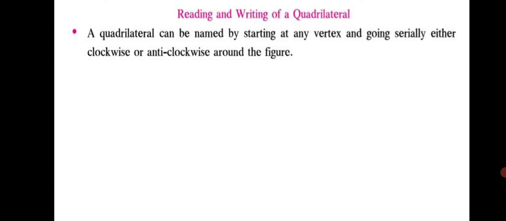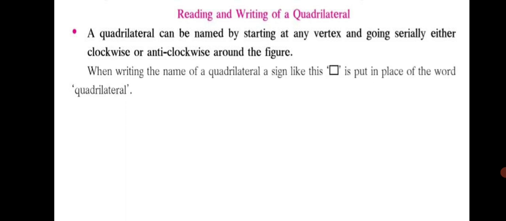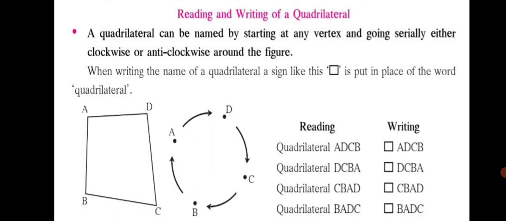A quadrilateral can be named by starting at any vertex and going serially, either clockwise or anti-clockwise around the figure. When writing the name of a quadrilateral, a sign like this is put in place of the word quadrilateral. So here we have quadrilateral ABCD. Let's read it in clockwise direction as the names are given here in clockwise direction.